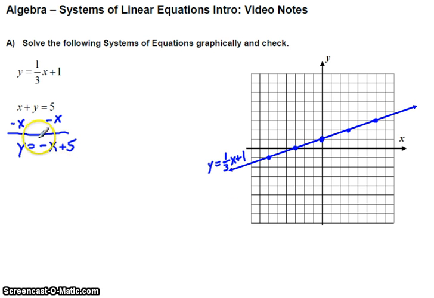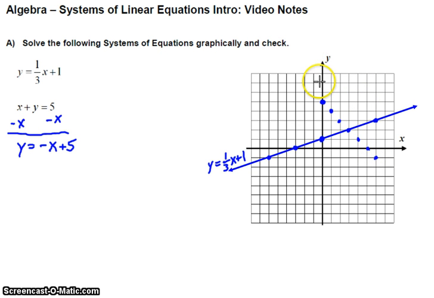Alright, and now we're going to do the next line, which is negative x plus 5. So it's got a y-intercept of 5. That's going to be right up here. And a slope of negative 1. Now negative 1 means negative 1 over 1. So I'm going to go down 1 to the right, down 1 to the right, and I'm just going to follow this pattern.